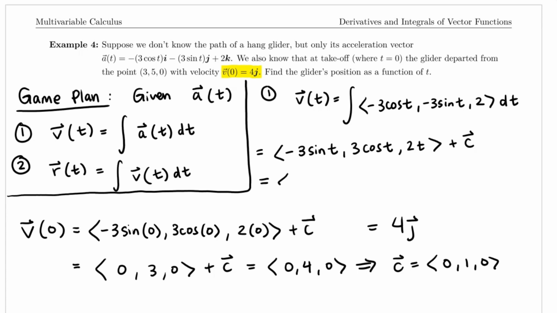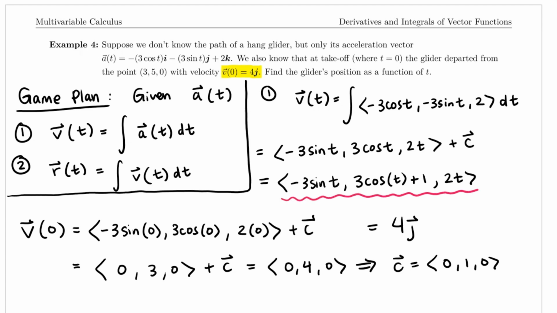So coming back up here, to each component, I'm going to add the components of our c vector. So to the first component, I'm adding 0, which means that it stays the same. To my second component, I'm adding 1, so I have cosine of t plus 1 like that. And then to the last component, I'm adding 0, so that also remains the same. So here, again, this is our velocity function.